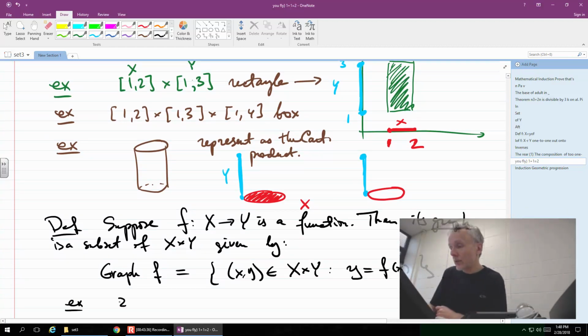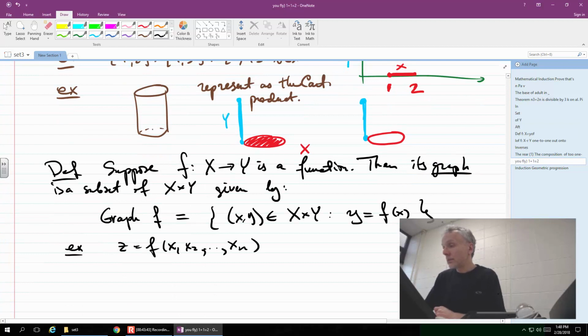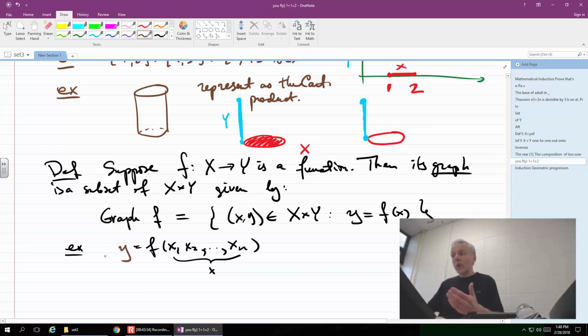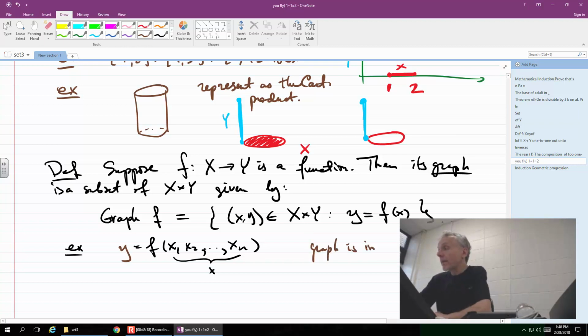So z is equal to f of x1, x2, ..., xn. So this is x, and this is, well, let's throw out z. Let's make it y. So combine x's and y's. Where does the graph lie? It will be in the Euclidean space. What dimension? N plus 1. Right.